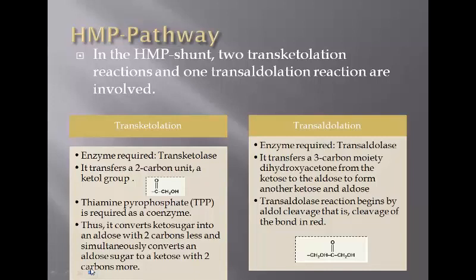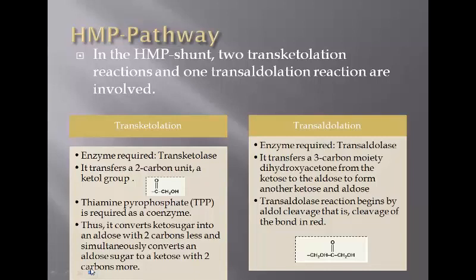Thus, transketolation converts a keto sugar into an aldose with 2 carbons less, and simultaneously converts an aldose sugar to a keto sugar with 2 carbons more, because 2 carbons are added and from the substrate 2 carbons are removed. Whereas in transaldolation, the enzyme required is transaldolase, and it transfers a 3 carbon moiety, that is dihydroxyacetone, from a ketose to an aldose to form another ketose and aldose.